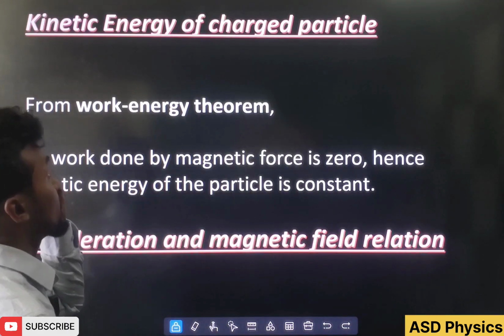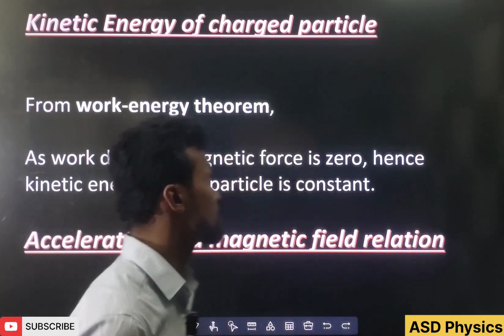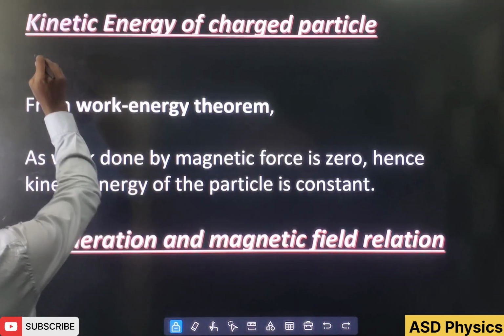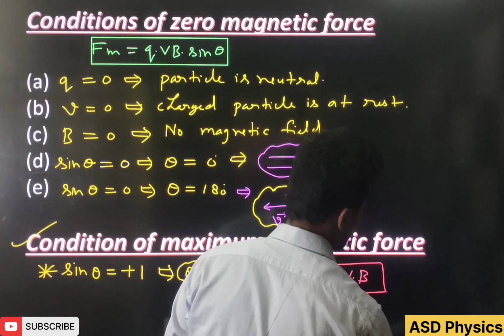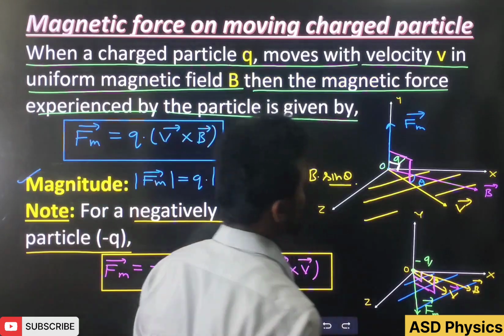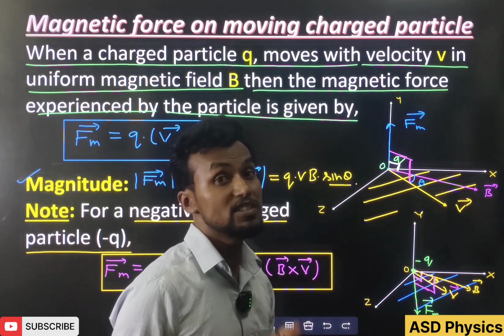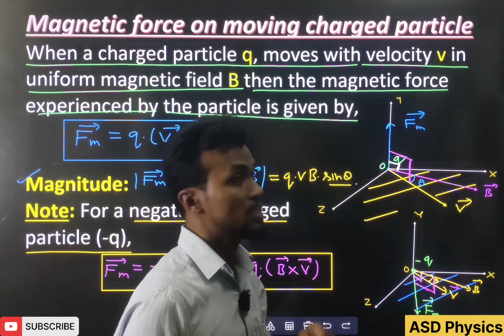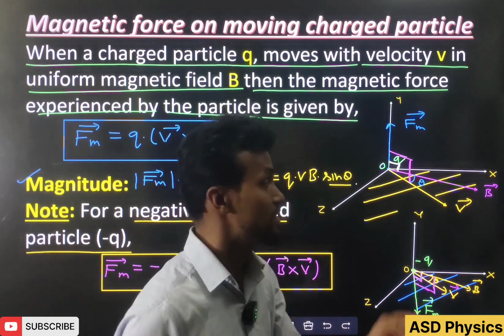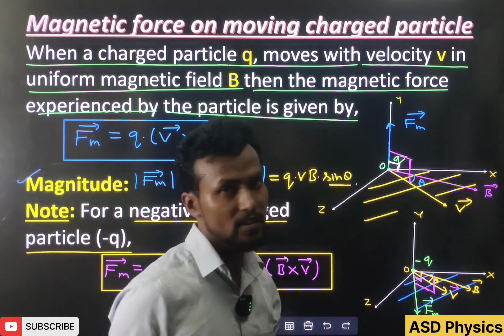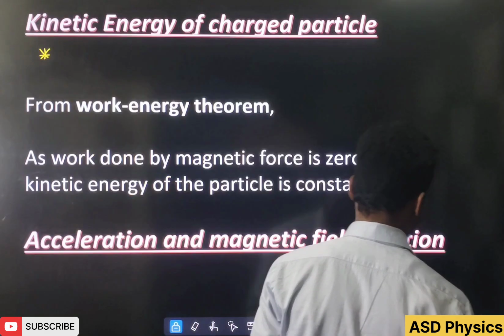Now, kinetic energy of a charged particle. This is also a very important concept. Kindly see here. As I have told you, let's go to the back here. So here we have learned that force is along the y-axis and velocity is in which plane? The z-axis plane. Angle between force and velocity, how much here? 90 degrees. Whether positive particle or negative particle, 90 degrees. So this thing we have to use here.